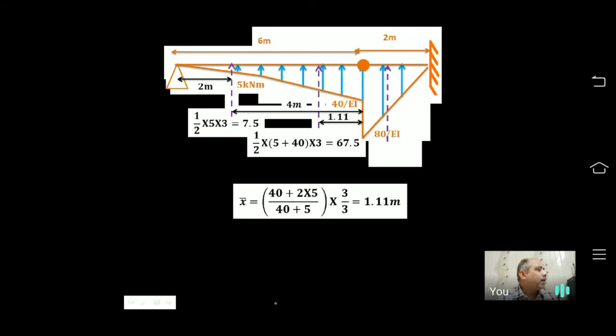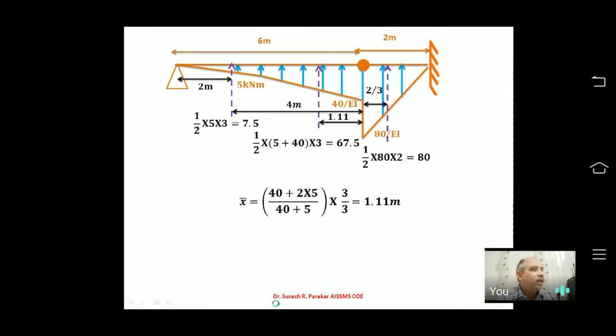And last we have the triangle, which is half 80 into 2 equal to 80, and that will be 2/3 from internal hinge. Why are we taking from internal hinge? Because we have to take moment about internal hinge only. So we have these values now, and by using these values we are in a position to determine the reactions and the moment, and from this we are going to get the slope and the deflection.